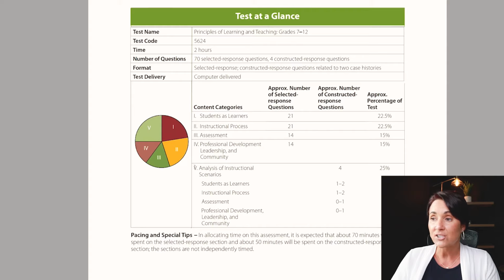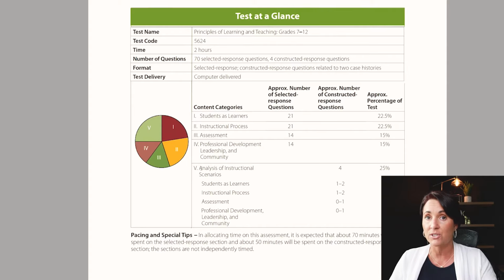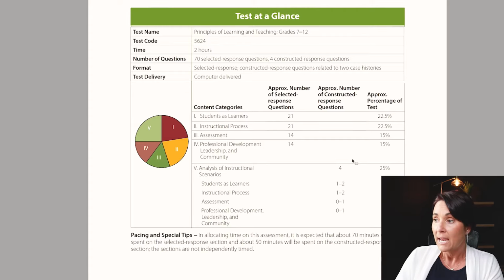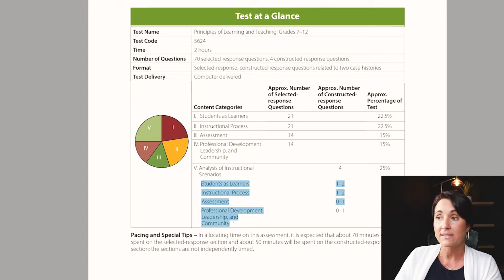So notice this is section 5, and on every single grade level, whether it's early childhood, elementary ed, middle, or high, you're going to have a constructed response section. In this case, it's 25% of the exam, like all the others. And you can see that the questions will come from one of the 4 areas up at the top: students as learners, instructional process, professional development, and you'll get questions based on those.